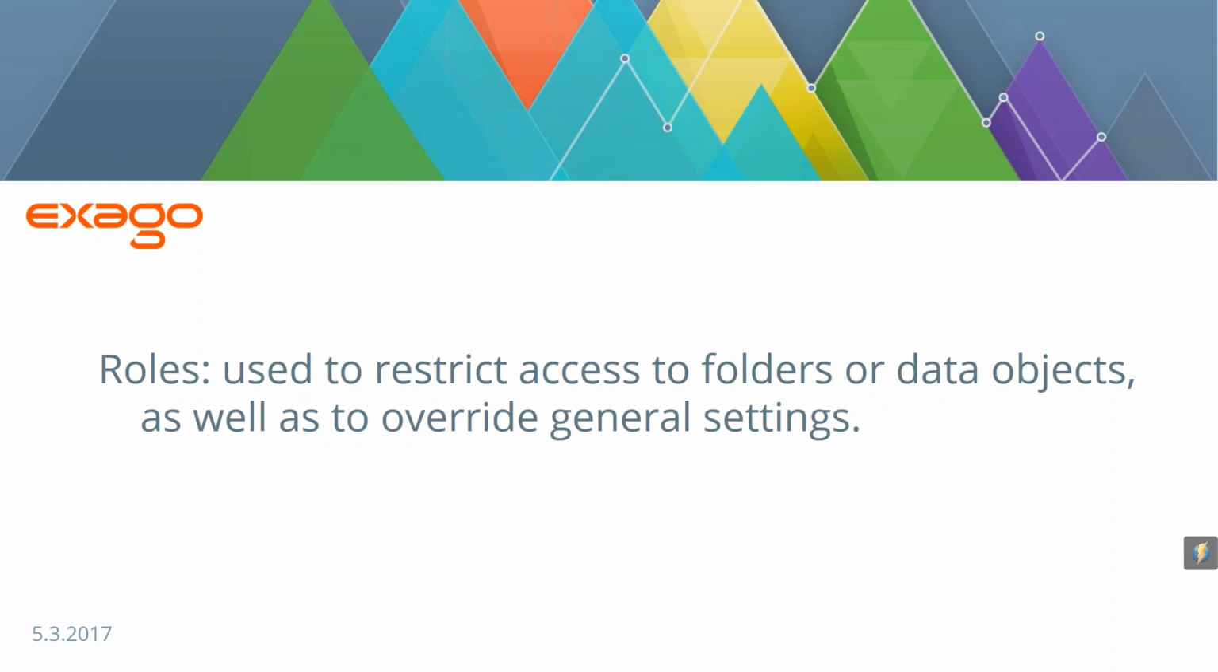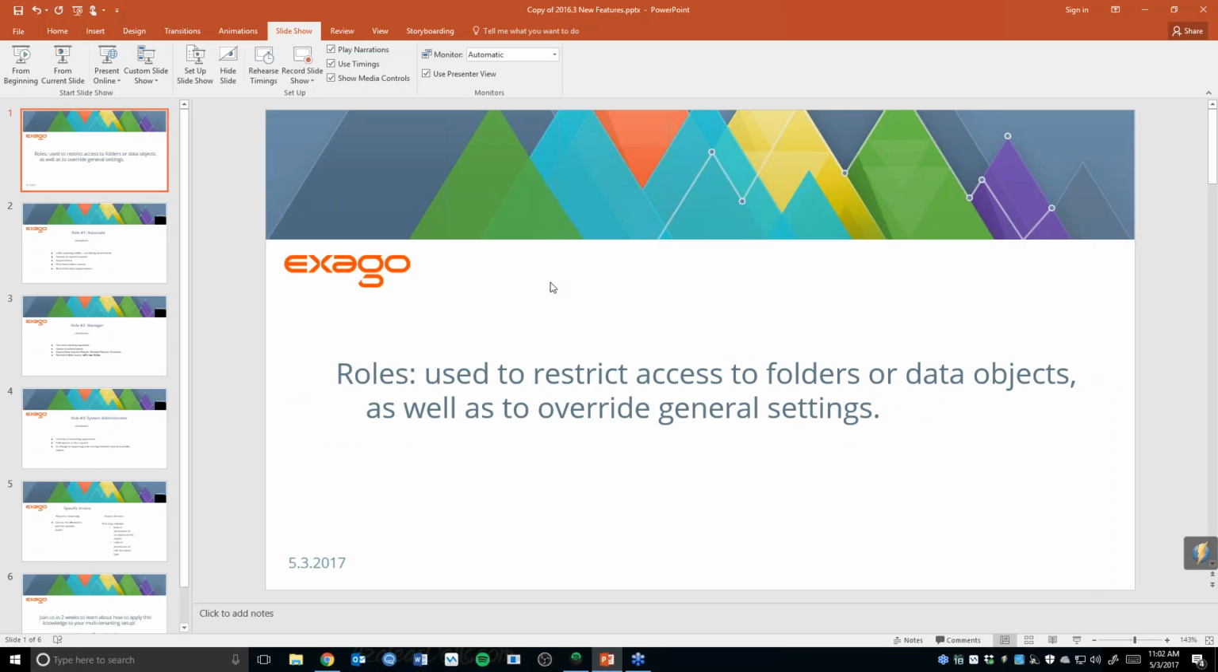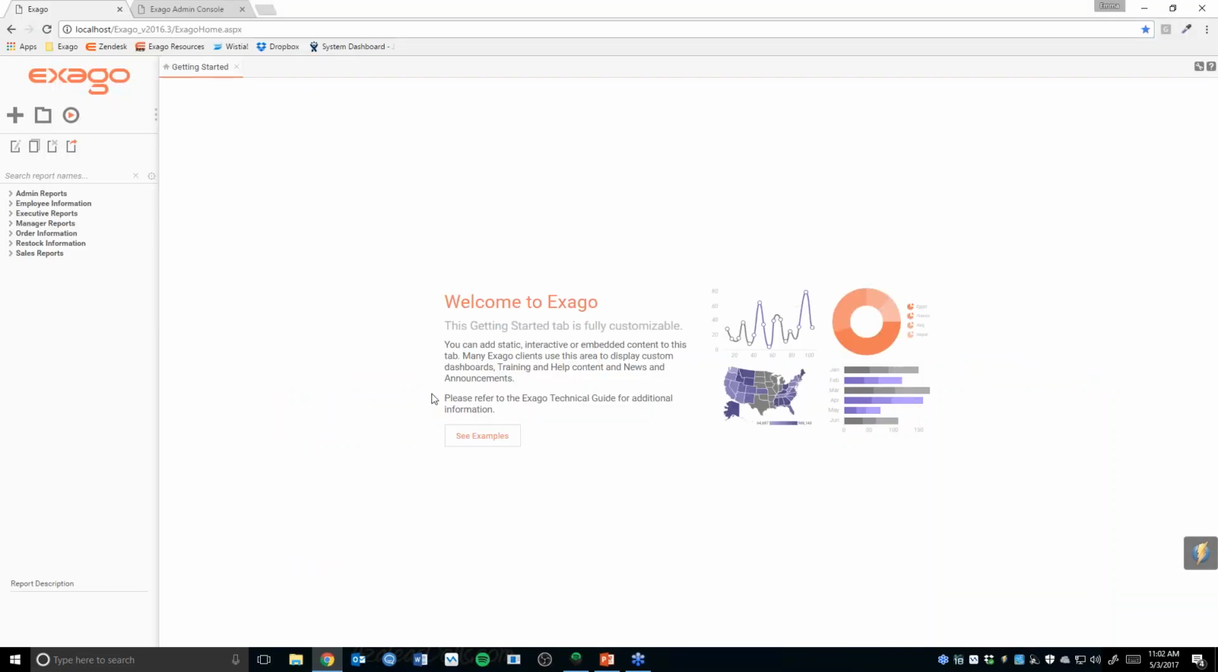All right, so I'm going to navigate over to Exago. There we go. Okay. So many people often ask how to limit the access that their users have. Maybe it's editing reports or viewing certain reports or different functionalities that they don't want all their users to have access to. So one step of this process can involve something called roles.